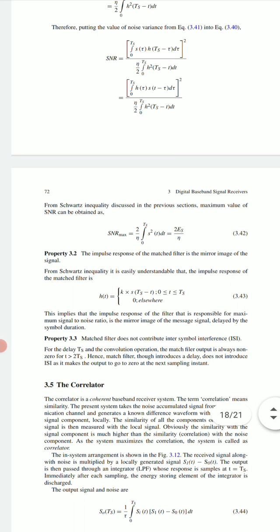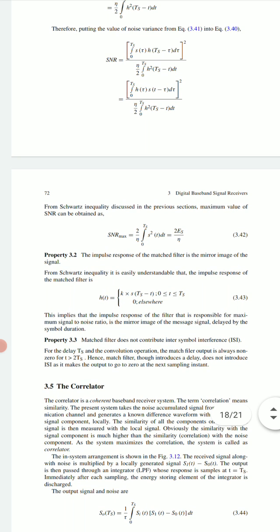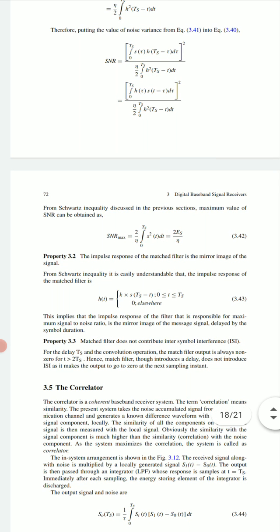Now the third property of the matched filter: it does not contribute any intersymbol interference. For the delay Ts and the convolution operation, the matched filter output is non-zero only up to t equal to 2Ts. So the matched filter introduces a delay but does not introduce any intersymbol interference, as it makes the output go to 0 at the next sampling instant.